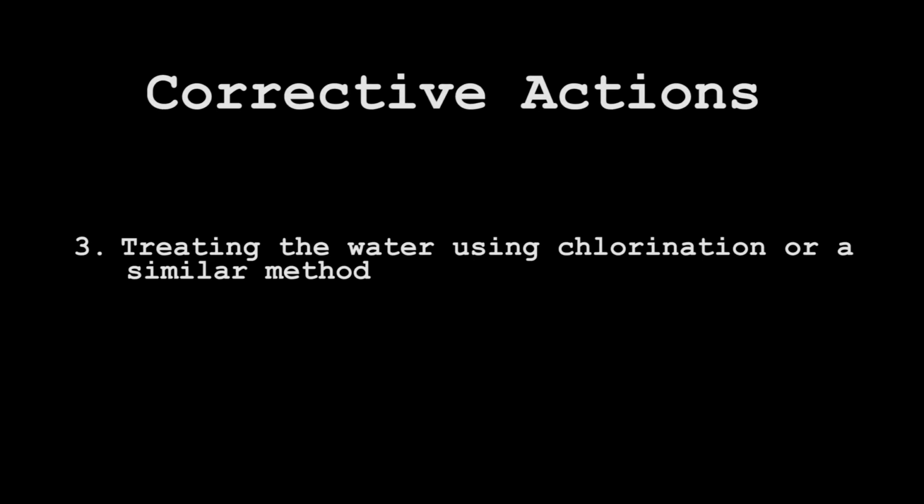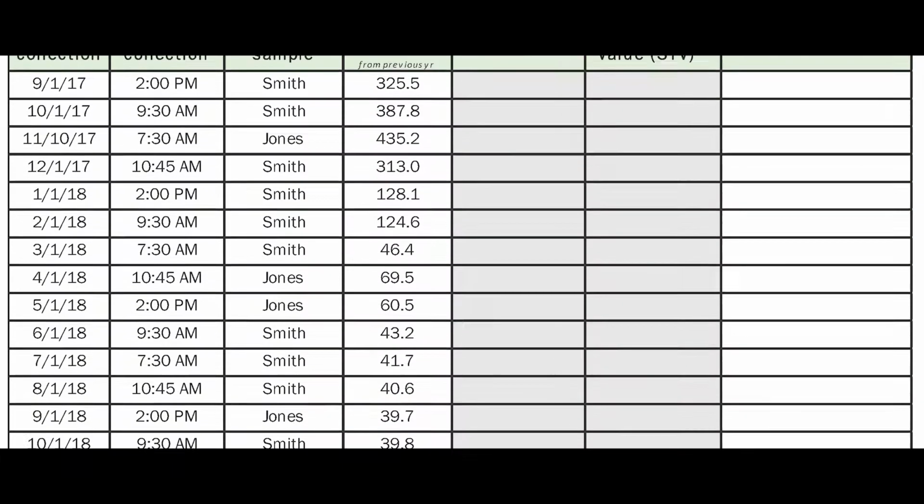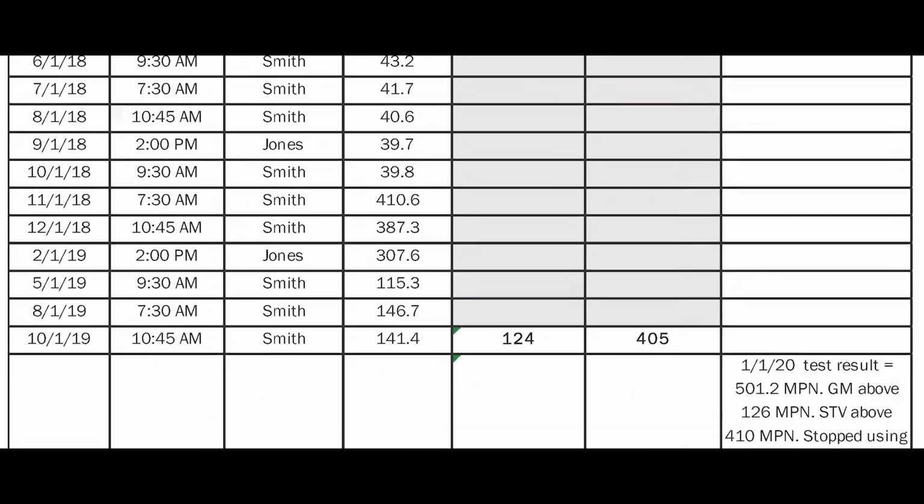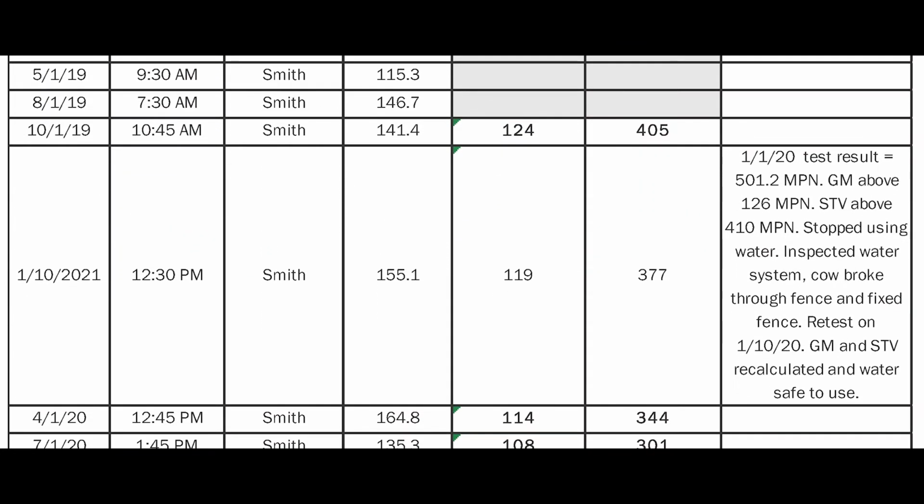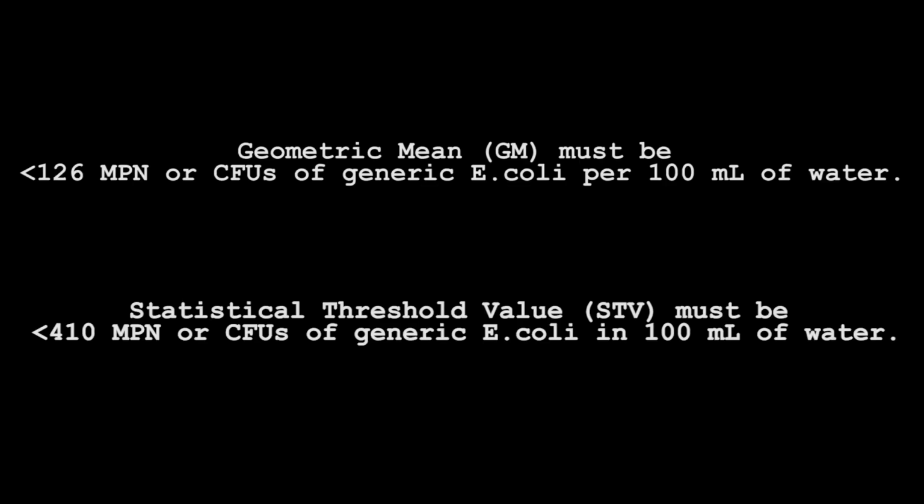Or 3, treating the water using chlorination or a similar method. The WSU 5 log calculates these values automatically based on the water test results entered. Follow the standard limits unless your buyers or regulators require otherwise. If your buyers or regulators have different testing requirements, follow their guidelines.